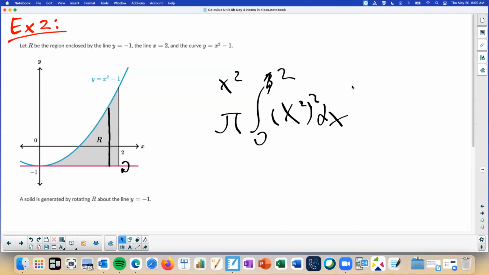Go for it. What was the final answer? It would be 1/5 x to the 5th. So 32 pi fifths. Then you're good.